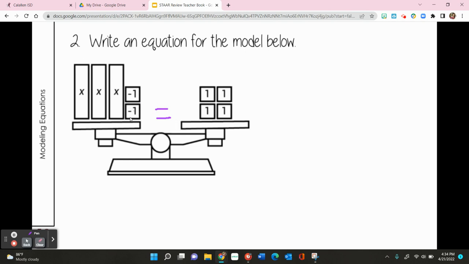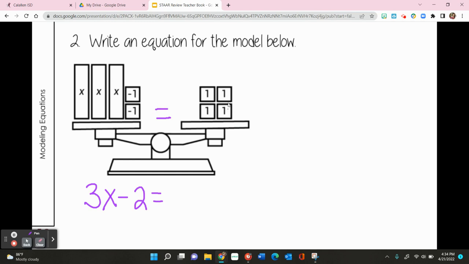So when we look at the left side of our scale, we have 1, 2, 3 x's. So I'm going to write 3x. And on the left side, I also have 1, 2 ones, and they are negative. So if I have 2 ones and they're negative, I'm going to be subtracting 2. And this is equal to the right side of my scale.